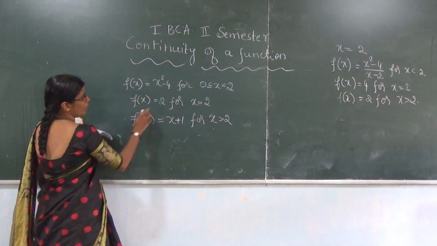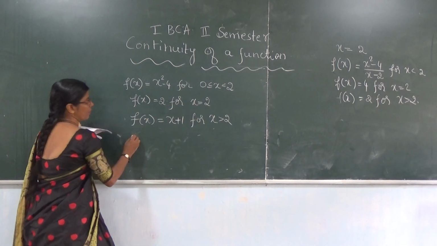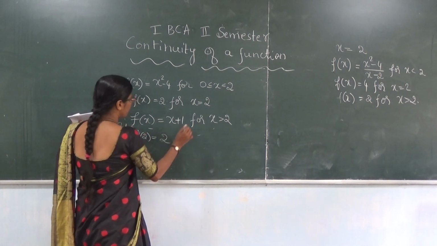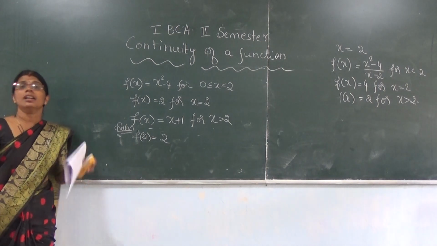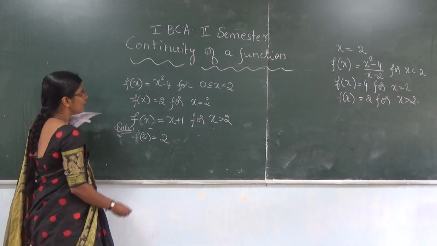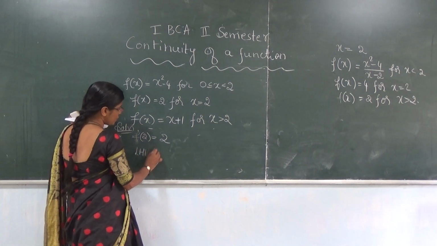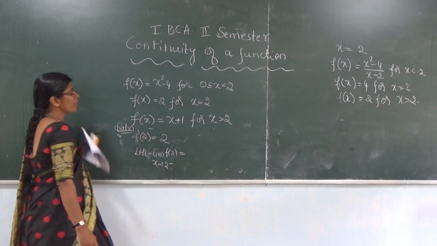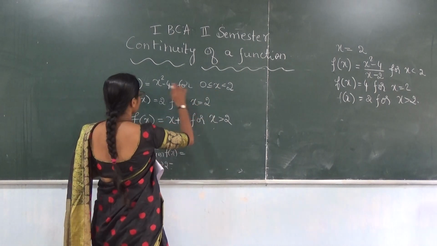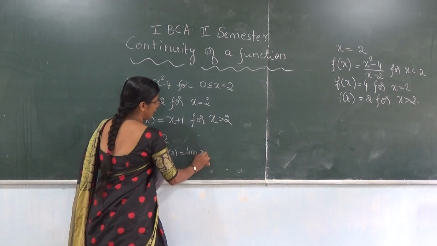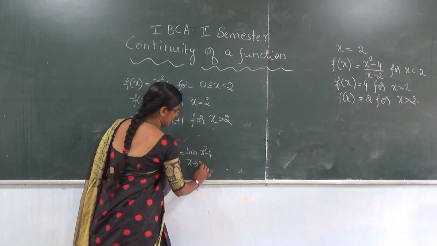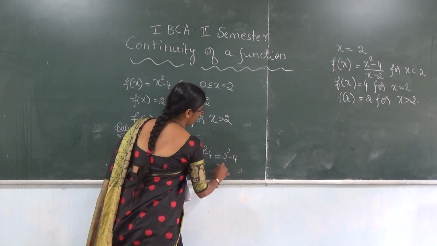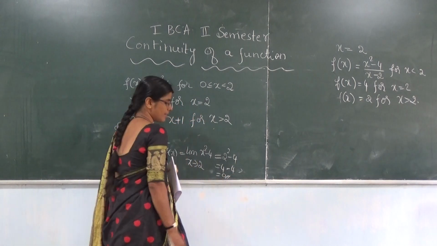So here, when x is equal to 2, f of x is equal to 2. Therefore, f of 2 equal to 2, which is a definite and finite number. Next, the left hand limit, that is limit of f of x as x tends to 2 minus. When x is less than 2, the function is x square minus 4. So limit of x square minus 4 as x tends to 2 is 2 square minus 4, 4 minus 4, that is equal to 0.